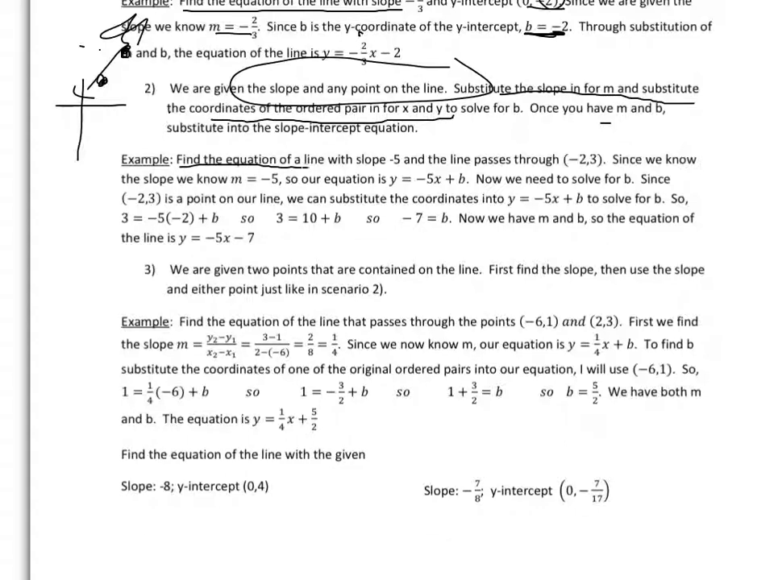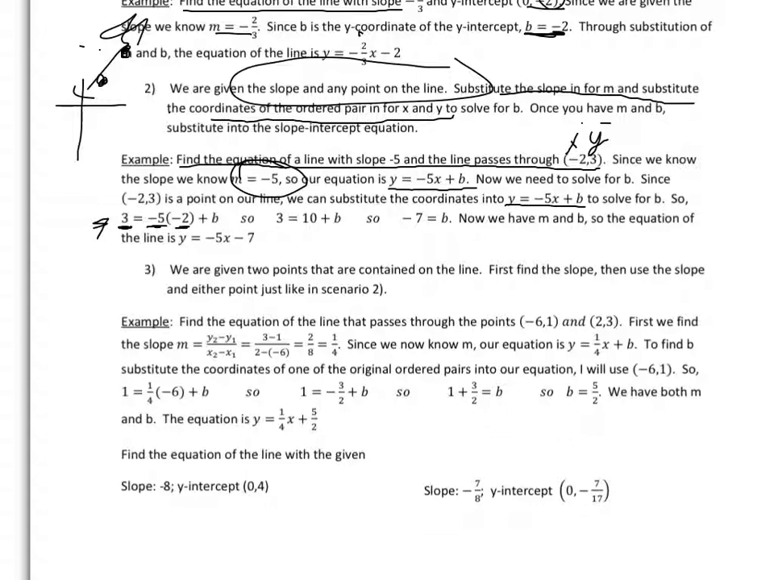So this is the second example. Find the equation of a line with slope negative 5, and this line goes through negative 2, 3, this ordered pair. So we have an x and we have some y. Okay, since we know the slope is negative 5, our equation we could write as y equals negative 5x plus b, where we've just substituted our slope in for m. Now we need to find out what b is. If we know m and b, we're good. So since negative 2, 3 is a point on our line, we can substitute the coordinates into this equation and solve for b. So here we put our y in equals our m times our x plus b. So now we're solving a linear equation with a variable b.